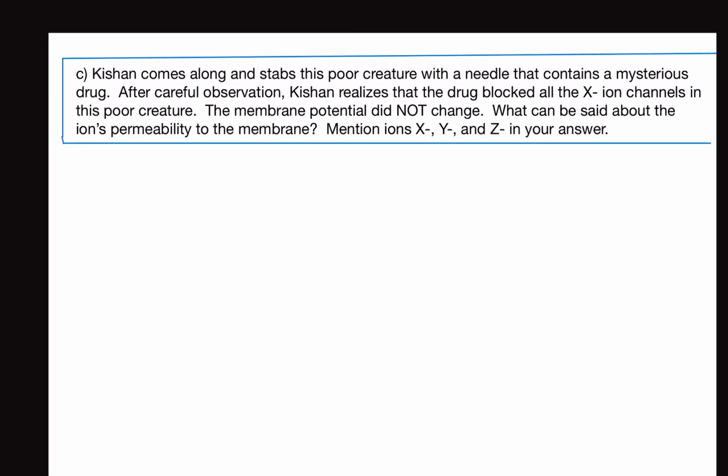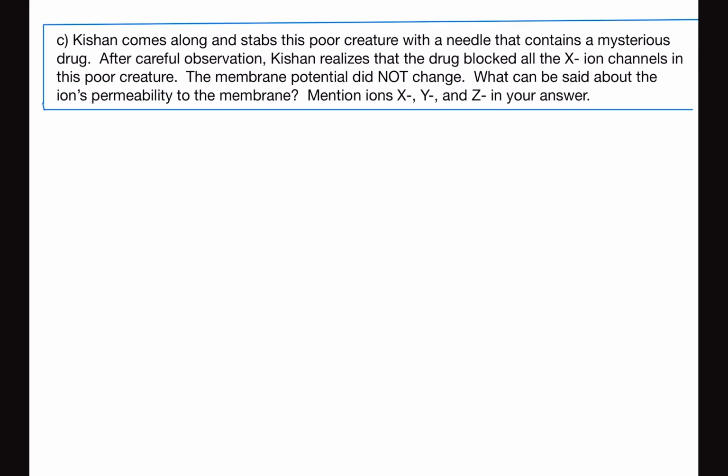Keishan comes along and stabs this poor creature with a needle that contains a mysterious drug. Ooh. After careful observation, Keishan realizes that the drug blocked all the X ion channels in this poor creature. The membrane potential did not change. What can be said about the ion's permeability to the membrane? Mention ions X, Y, and Z in your answer.